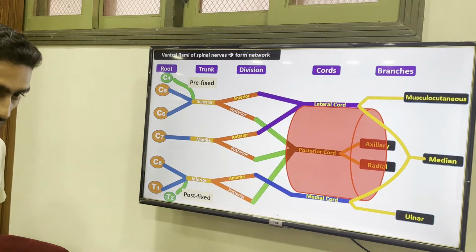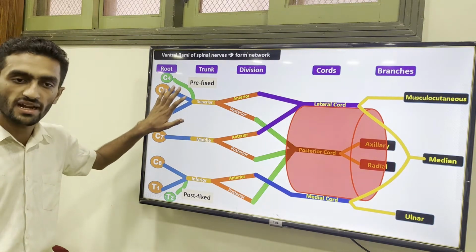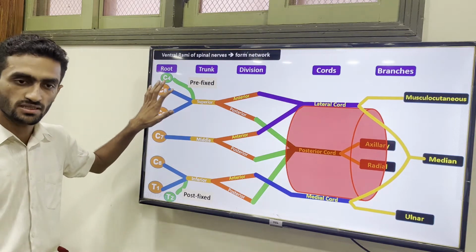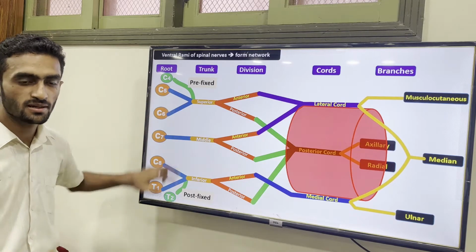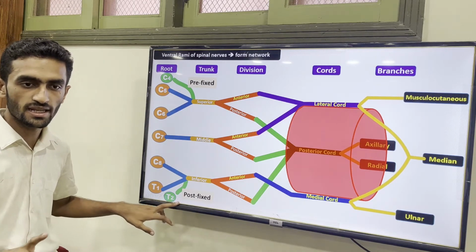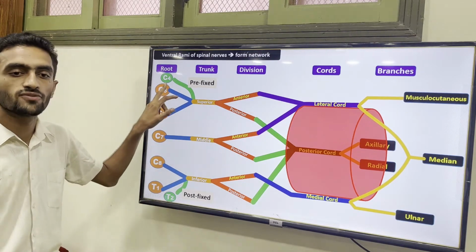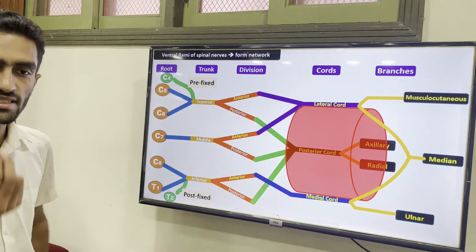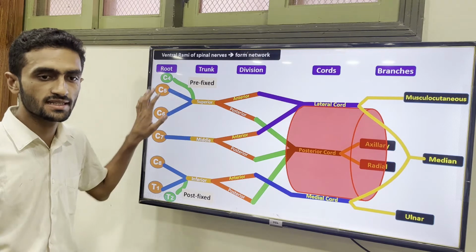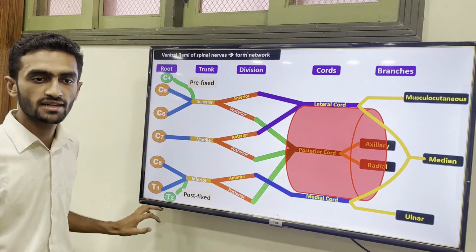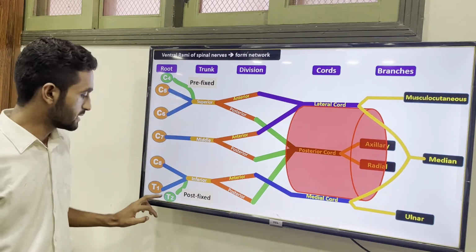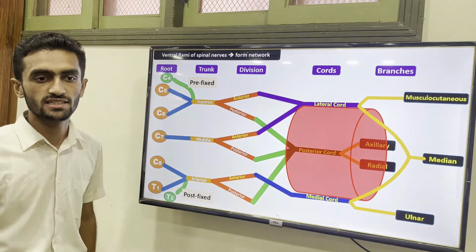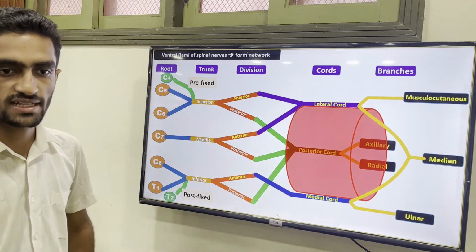But keep this concept clear. At a time, it could be either prefixed or postfixed. If C4 is connected, T2 will be absent. If T2 is present, the C4 segment will not be connected. Easier? So just mention in the definition 2 points. One is C4 is involved and T2 is absent. The other, T2 is present and C4 is absent. This is the definition of your prefixed and postfixed brachial plexus.